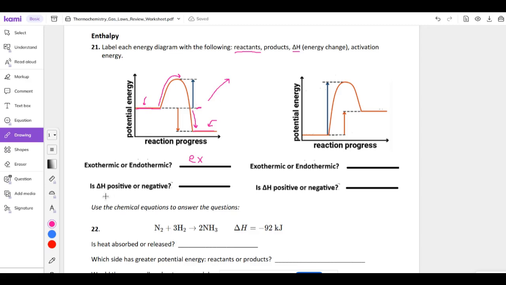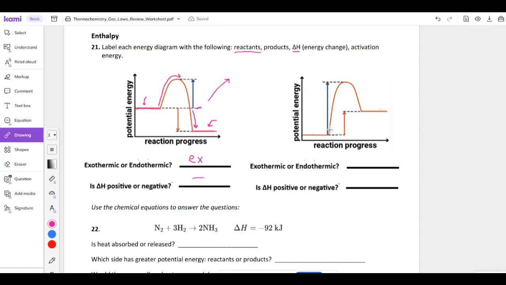Now, is delta H, the change in energy, positive or negative? And we don't care about the surroundings here. We care about the system, the chemical reaction right here in this graph. Since the energy started up here, high, and the products are low, energy from the system was lost, which made it exothermic. Since the products have less energy, delta H is going to be negative because we lost energy. We didn't gain. Whenever you lose, that's negative.